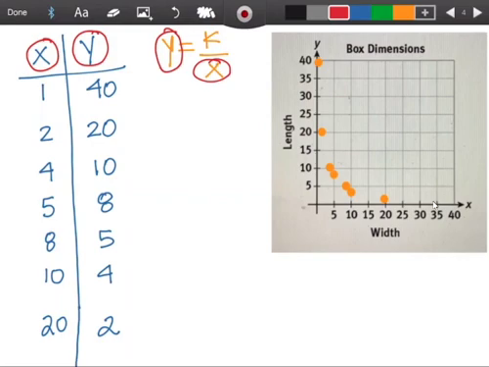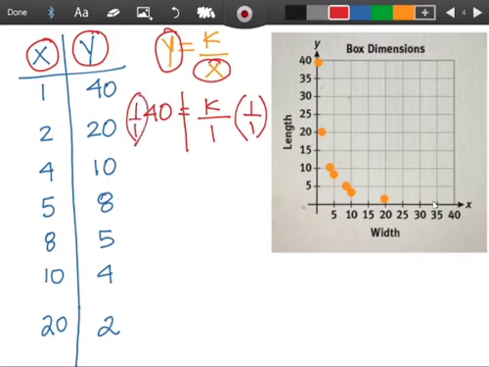So here we have y equals 40. So I'm going to say 40 equals, we don't know what k is, but we know x is 1. k over 1. In order to get k by itself, we have to multiply both sides by 1, right? Because we're doing it by 1. That cancels out. 40 times 1 is 40. So it says k equals 40. All right, so let's do another one just to see if k equals 40.